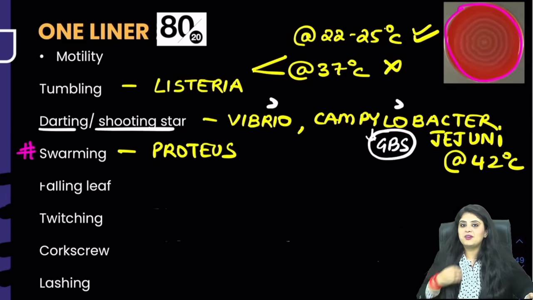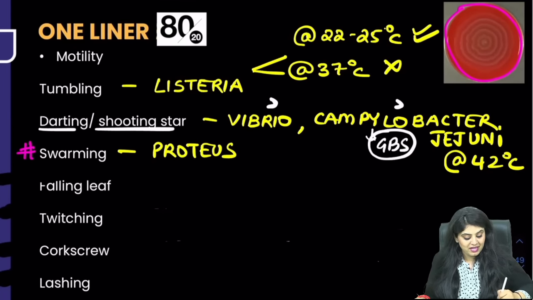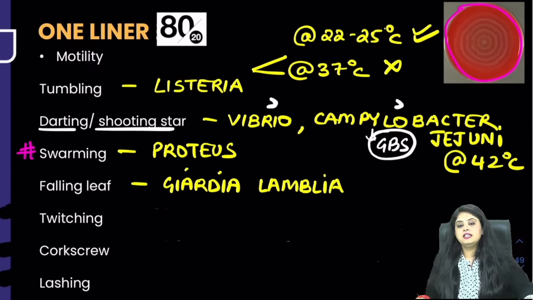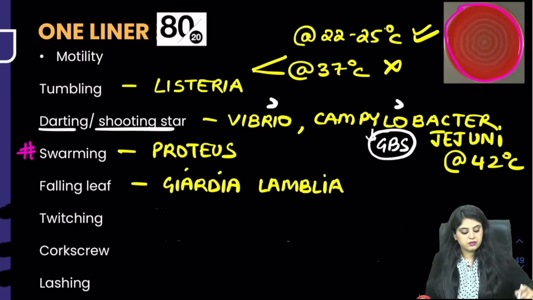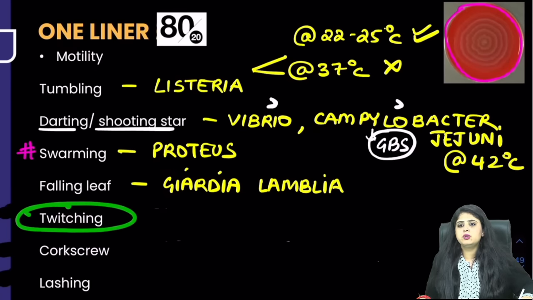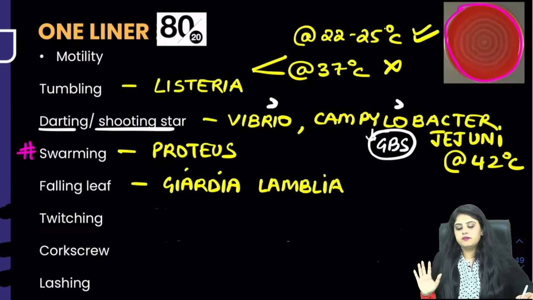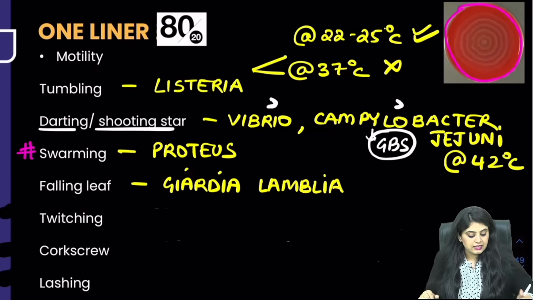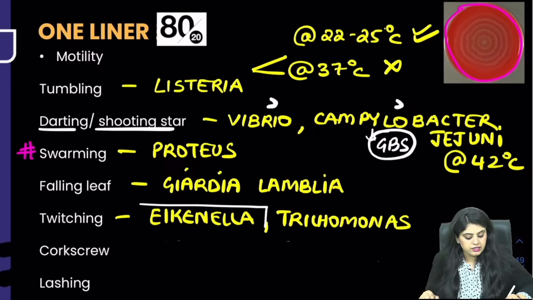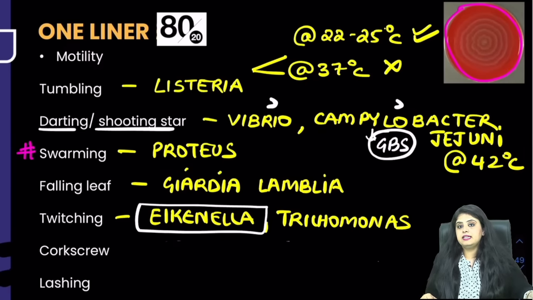So swarming is done. All miscellaneous questions also done. Coming back quickly. Where do you see the falling leaf motility? Ma'am, falling leaf. Falling leaf is Giardia lamblia. We all know it. Perfect. Where do you see twitching motility? T for T, so everyone will tell me. Twitching motility is seen in trichomonas. But tell me one more. Other than trichomonas, twitching motility is also seen in Eichenella.